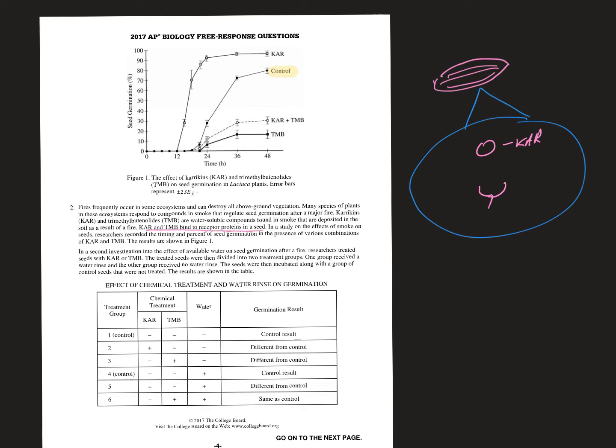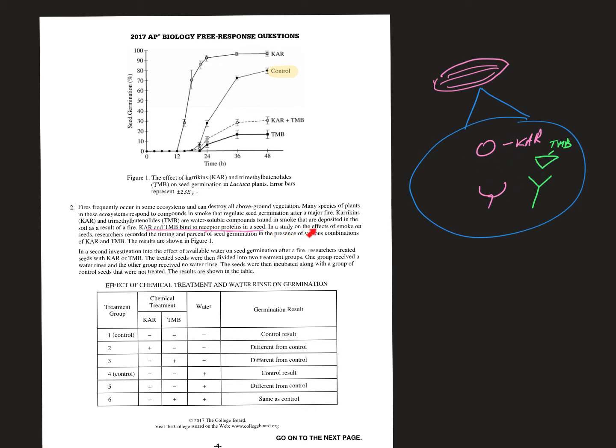So the karrikins bind to one receptor. At this point, without reading any further, I would assume that the TMBs have another shape and have their own receptor. And the reason I'm thinking that they're not competing, maybe they compete with each other. Maybe TMBs competitively inhibit KARs. I'm not sure yet, but this is what I'm thinking as I'm reading it.